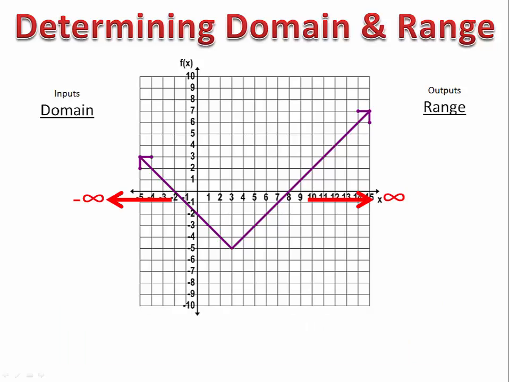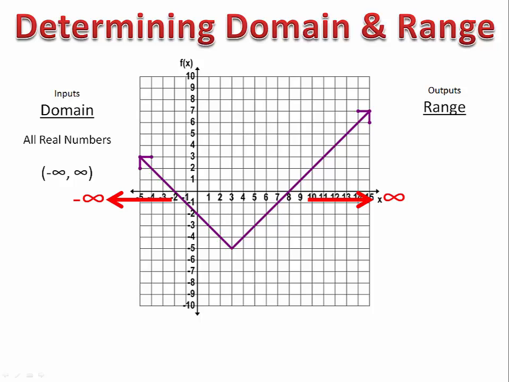Domain looks left to right. On the left-hand side, we're moving infinitely toward -infinity. On the right-hand side, we continue to move along toward +infinity. The arrows on the ends of the graph indicate that the graph continues to move along in each of those directions. The domain is all real numbers, -infinity to +infinity. You can input any real number into this function and expect to get an output.